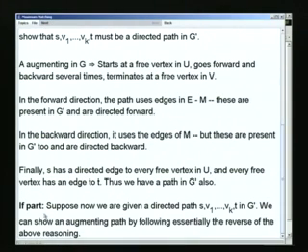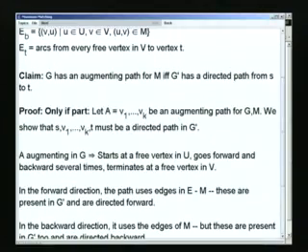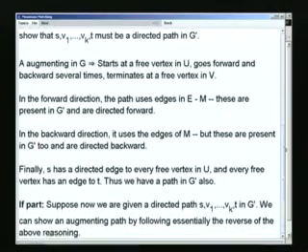The if part says that if G prime has a directed path from S to T, then G must have an augmenting path. In fact, you will see that exactly the reverse of this reasoning will accomplish the if part also.